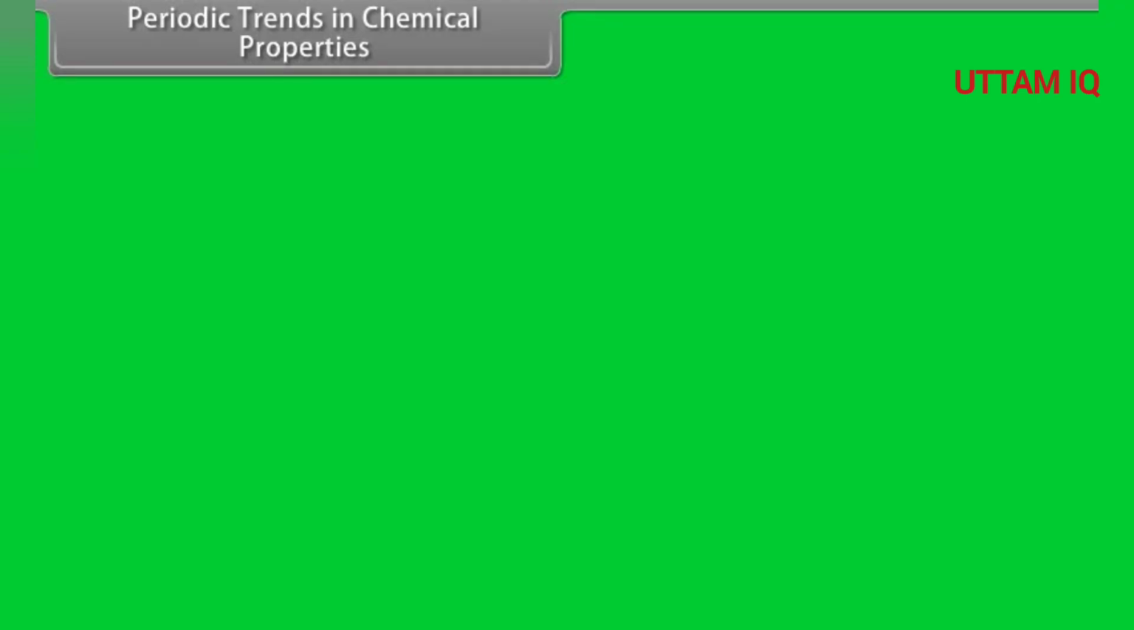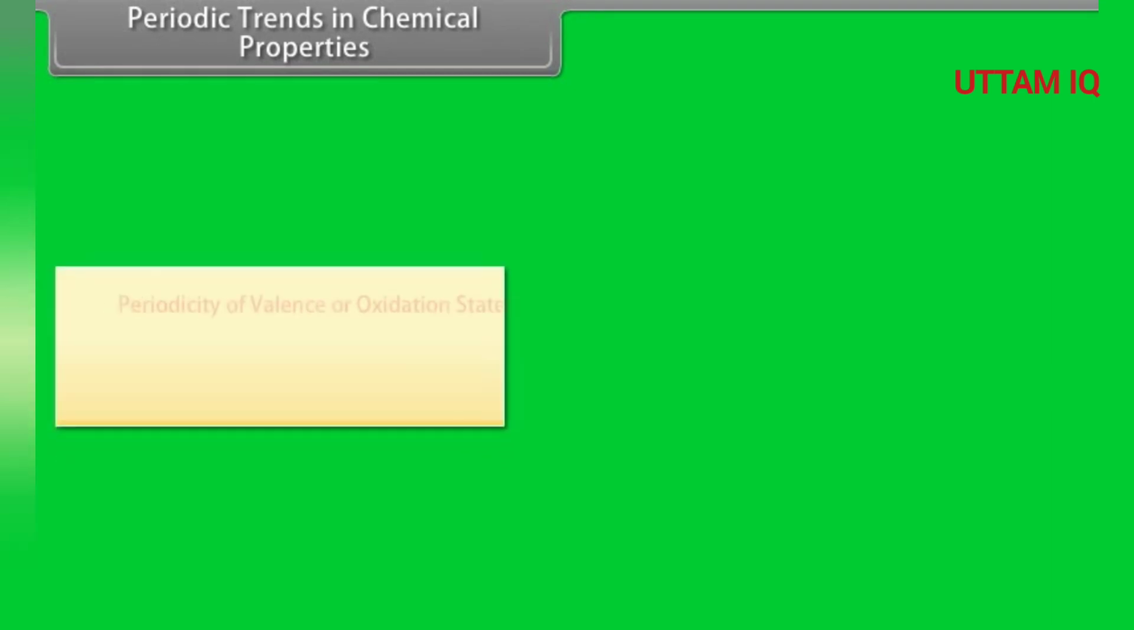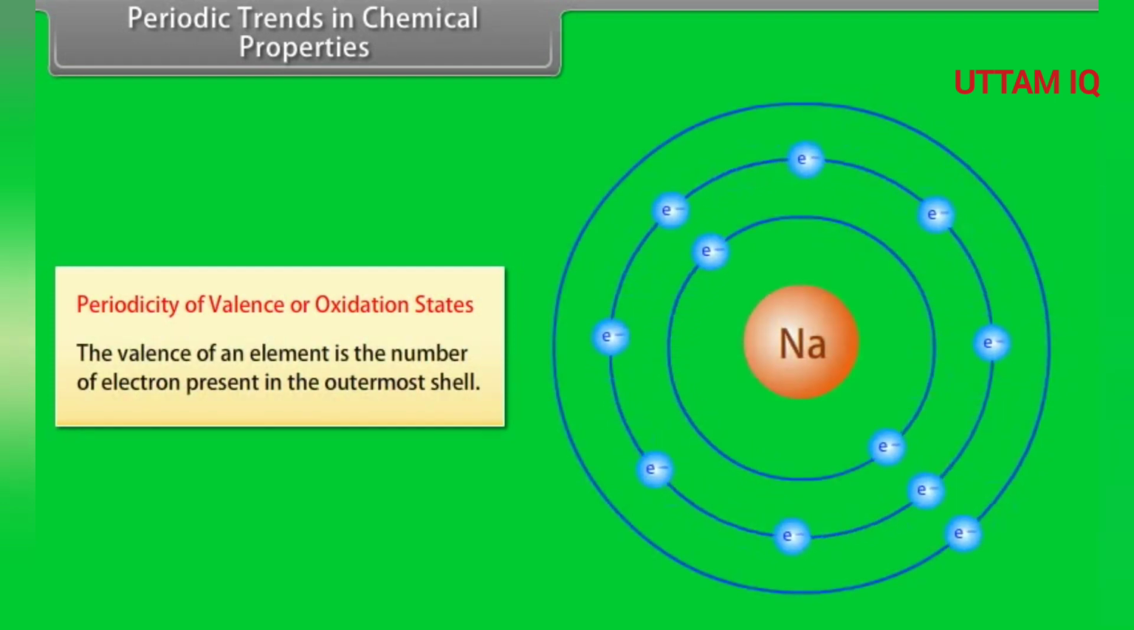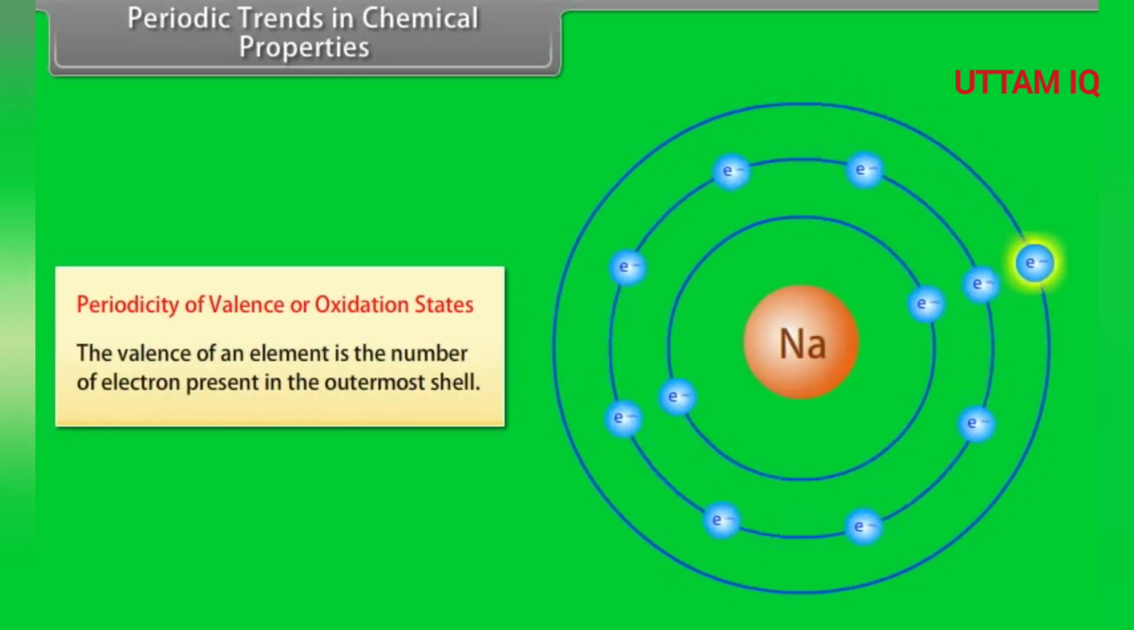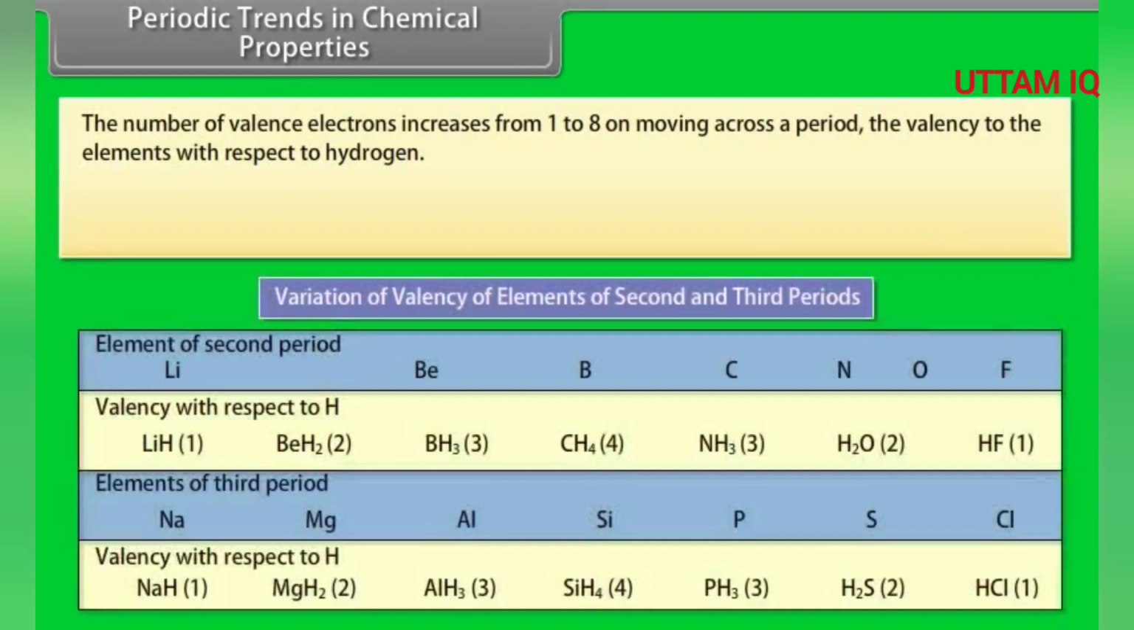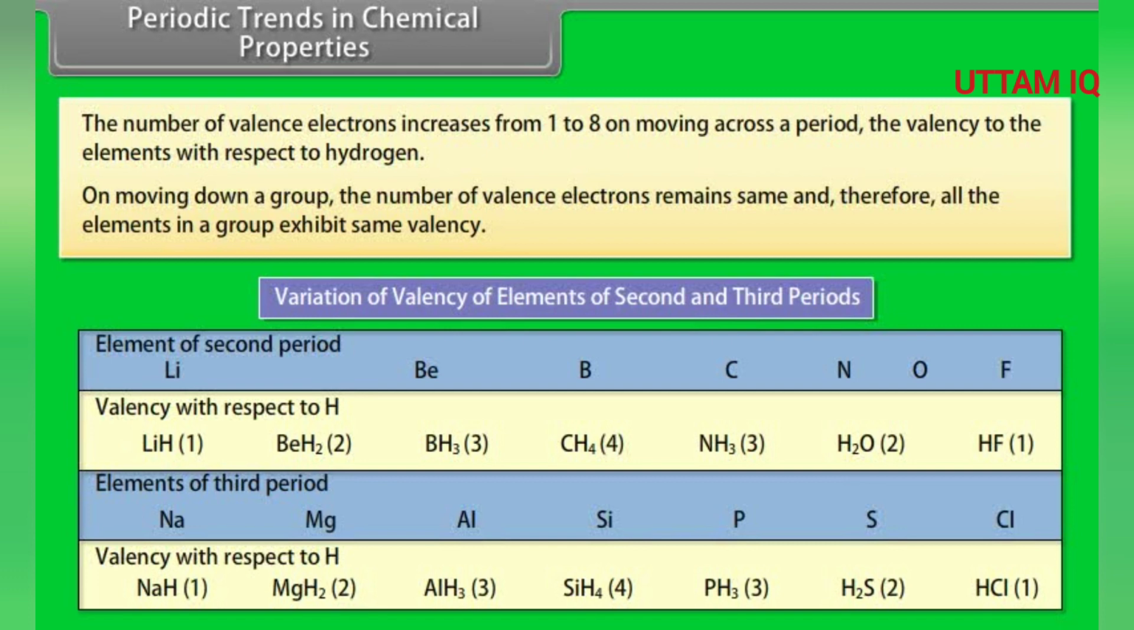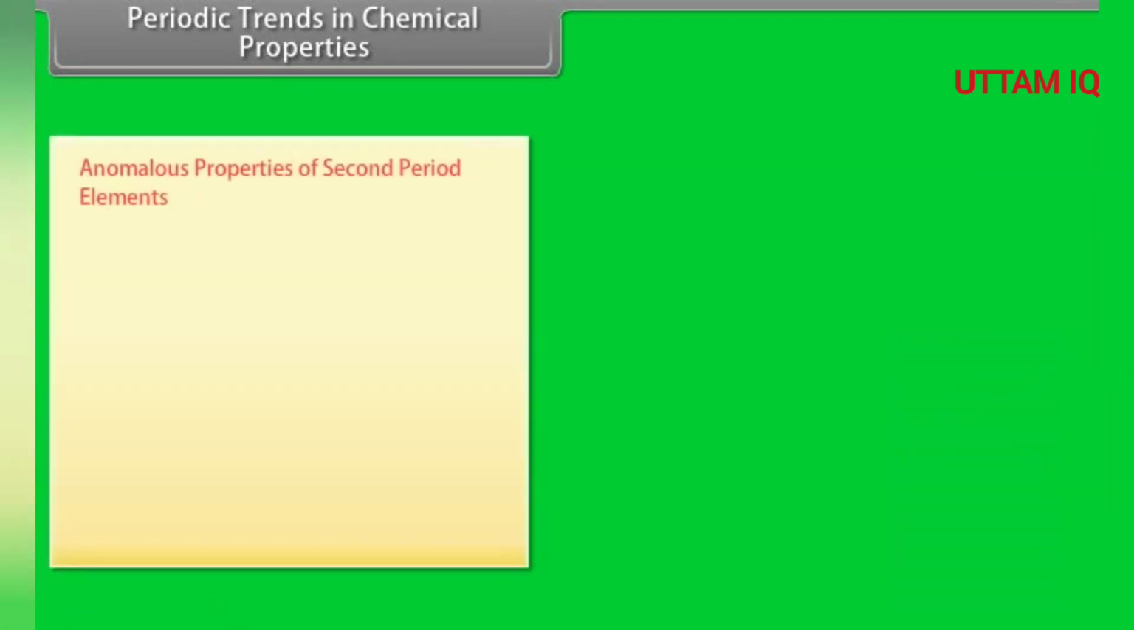Periodic trends in chemical properties. Periodicity of valency or oxidation states. The valency of an atom is the number of electrons present in the outermost shell. The number of valency electrons increases from 1 to 8 on moving across a period. The valency of the elements is also determined with respect to hydrogen. On moving down a group, the number of valency electrons remains the same, and therefore all the elements in a group exhibit the same valency.